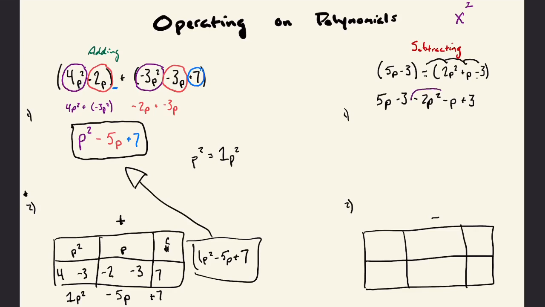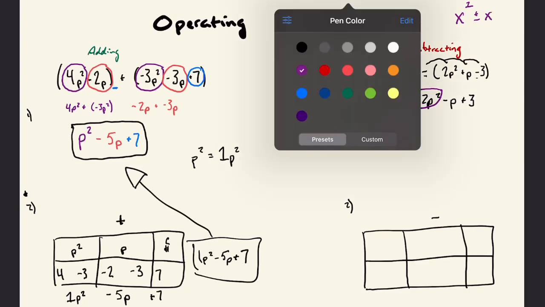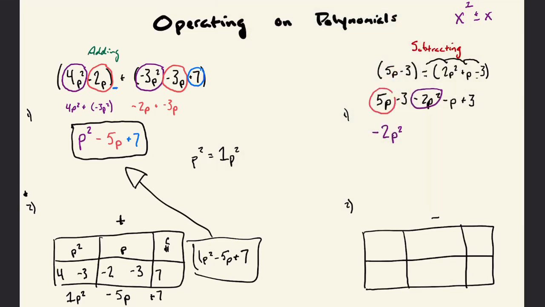So I'm actually just going to grab this and just bring it down. So -2p to the second power. And then, plus or minus the next degree, and that's this variable right here. We have 5p, and then we have minus p, negative p. Well, 5 minus p will give me a positive 4p. Because again, we're just combining them.